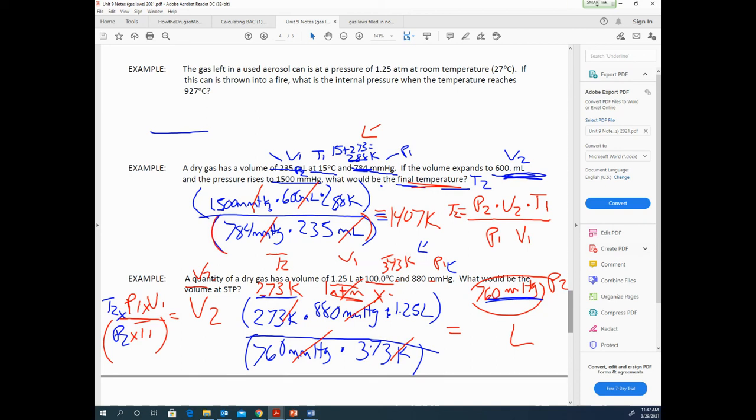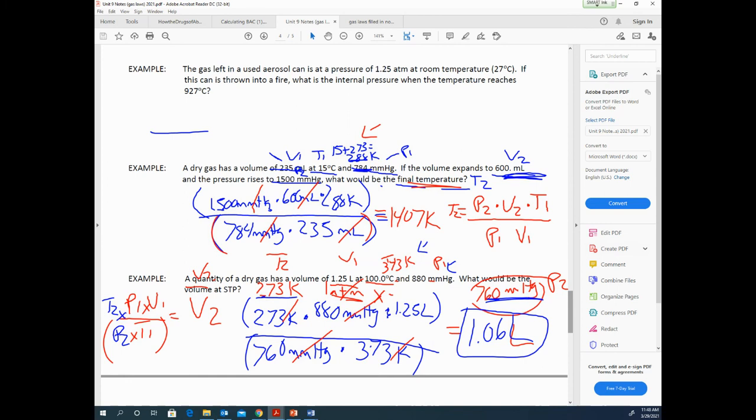We just got to put these things in the calculator correctly, which means parentheses. So I take parentheses 273. Make sure you put in parentheses 273 times 880 times 1.25, close parentheses, divided by a new parentheses set, 760 times 373, close parentheses, hit enter. And my answer in liters is 1.06. Okay, there you go. That's how you solve those.